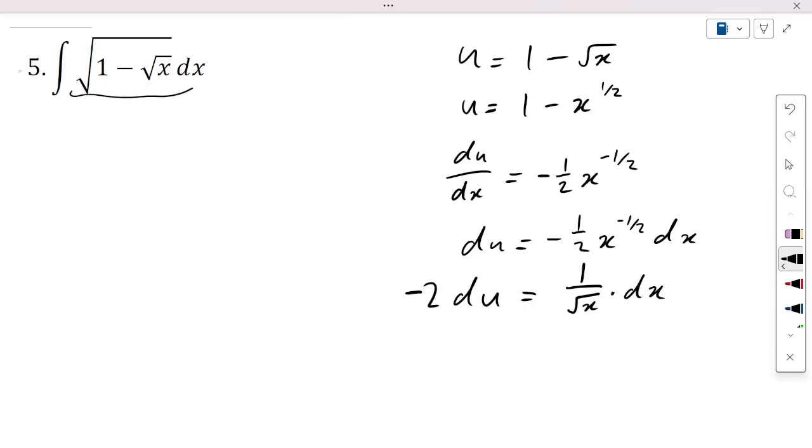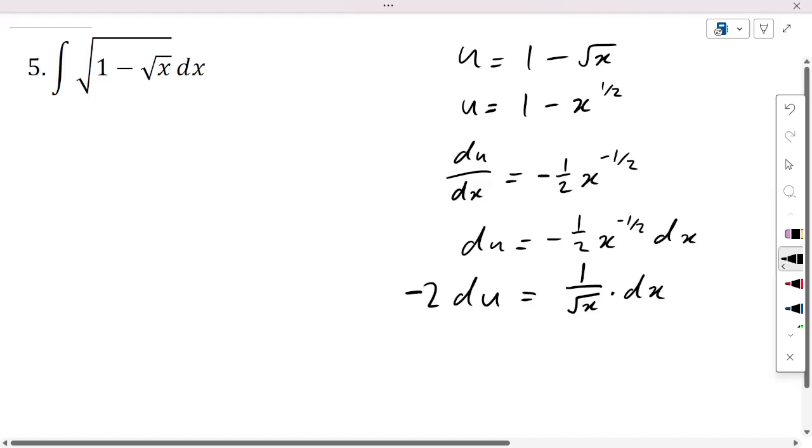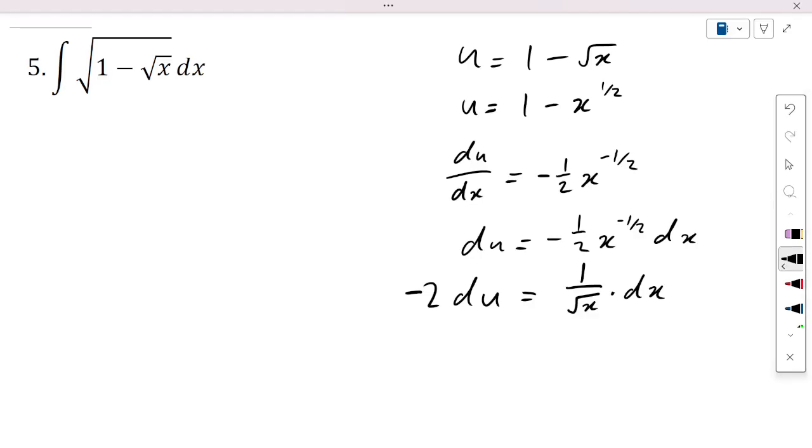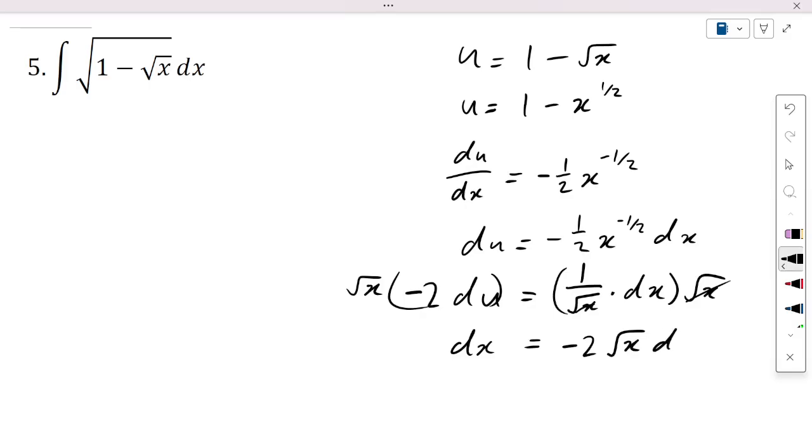But where do we have a fraction in here? Now this is where it gets a little bit more manipulative. You have to manipulate really well here. Now let's do the following. What we are going to do is multiply both sides by square root of x, such that these will cancel. And then therefore, I'm just going to write dx on this side. dx is equal to negative 2 root x multiplied by du. Okay.